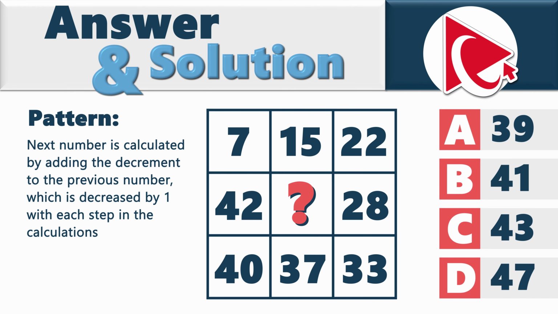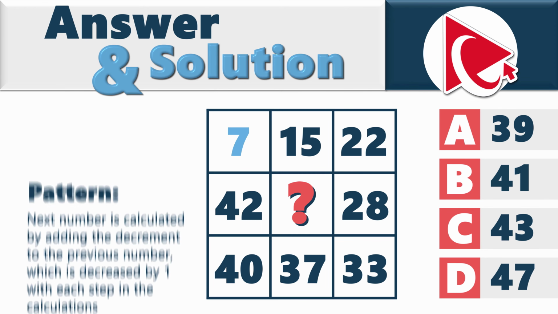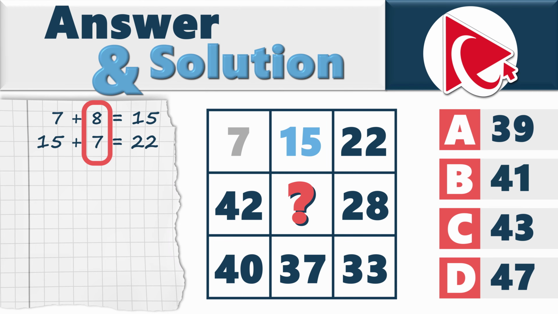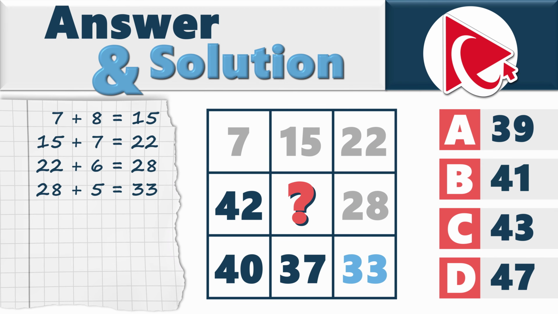Let's look at the example. The first number in the upper left corner is given, which is 7. The first decrement number is 8. 7 plus 8 equals 15. The next number is calculated as 15 plus 7, which is 8 minus 1, decrement decreased by 1, and equals 22. 22 plus 6 equals 28. 28 plus 5 equals 33.